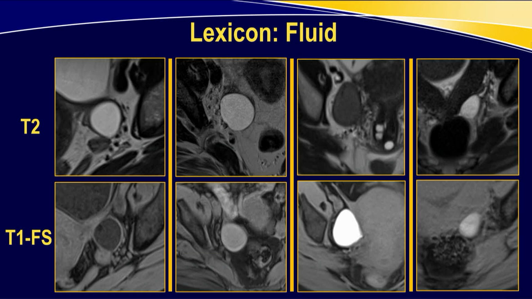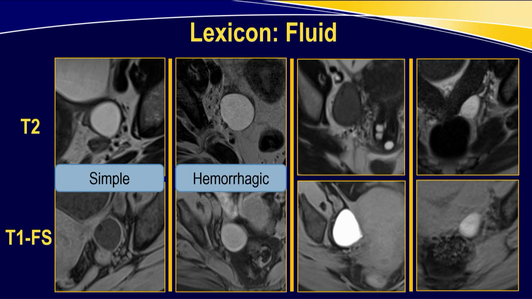The lexicon further specifies the type of fluid, and there's T1 fat suppressed technique on the bottom and a T2 on the top row. And fluid can be simple, that is low on T1, bright on T2. It can be hemorrhagic, bright on both T1 and T2 weighted sequences, right, methemoglobin.